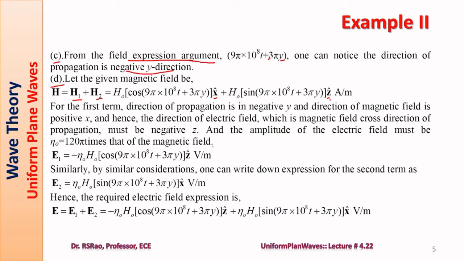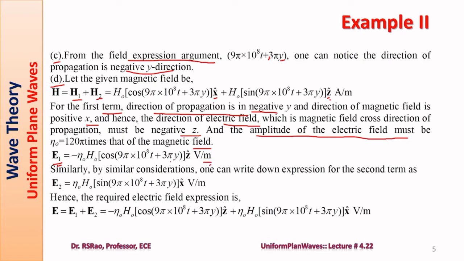Then how do we find these electric field components? For the first term, the direction of propagation is negative y, the direction of the magnetic field is positive x, and hence the direction of the electric field must be negative z. The amplitude of the electric field must be 120 pi times that of the magnetic field. Keeping these two aspects in mind, one can simply write down E1 as minus E naught H naught cos(9 pi into 10 power 8 t plus 3 pi y) z cap.